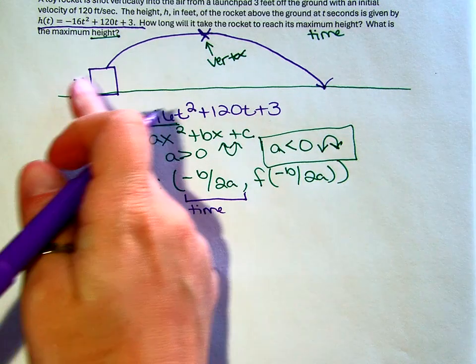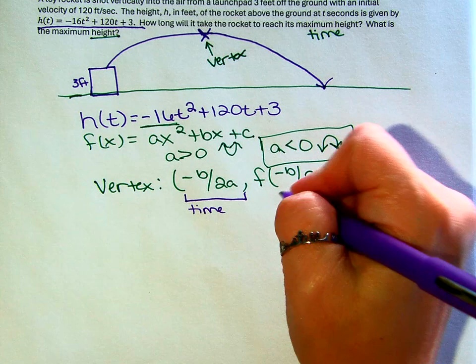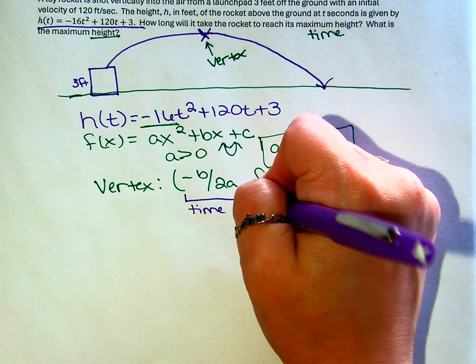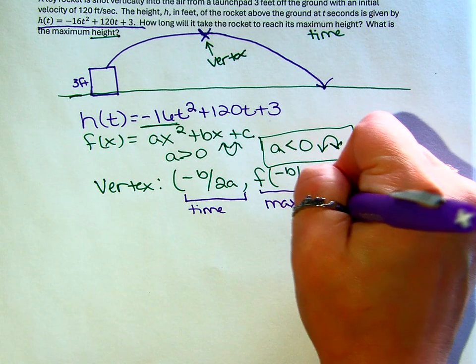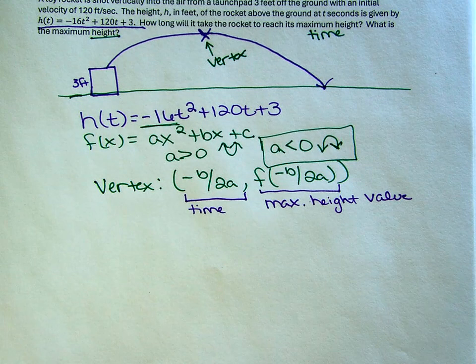How long does the rocket travel before it reaches that maximum height? This part is going to tell us what the value is of the maximum height. So just by finding the vertex, we actually find both of the parts to this question. And we actually find them in the right order, which is nice. Sometimes we don't get to find them in the right order.